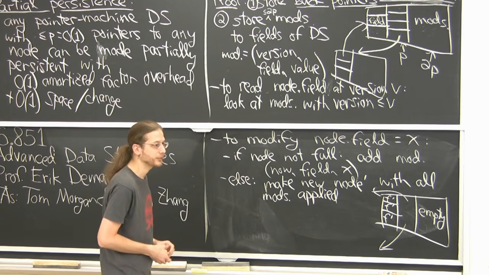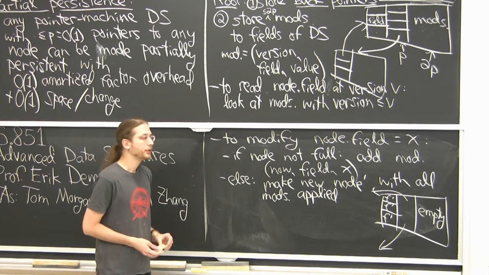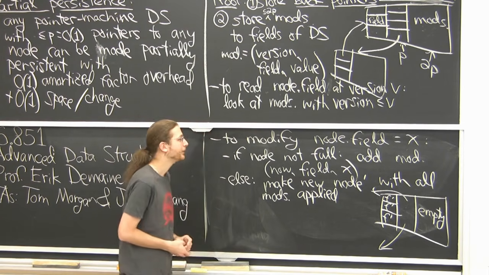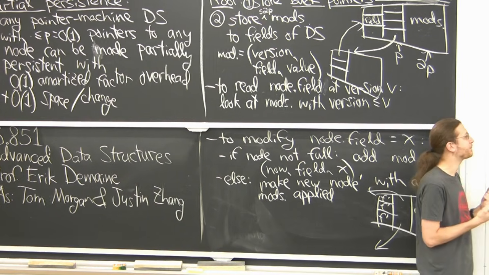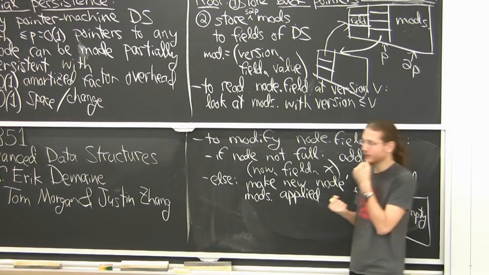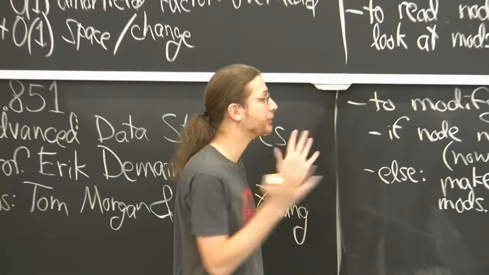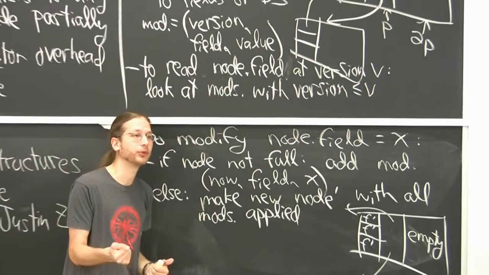How would you read an old version if you just have the new version of the node in hand? The question is essentially, how do we hold on to versions? You can think of a version of the data structure as where the root node is. That's probably the easiest. In general, we're representing versions by a number v. But we always start at the root.